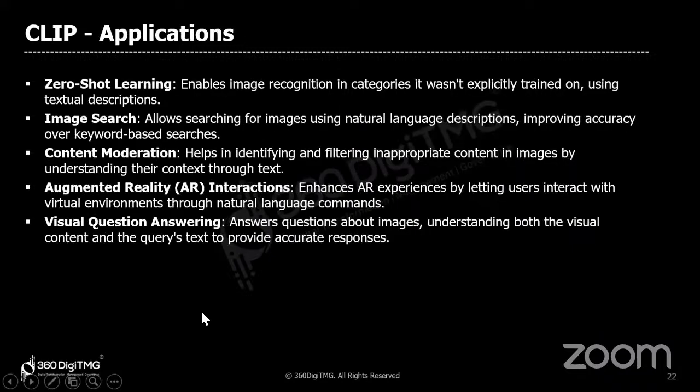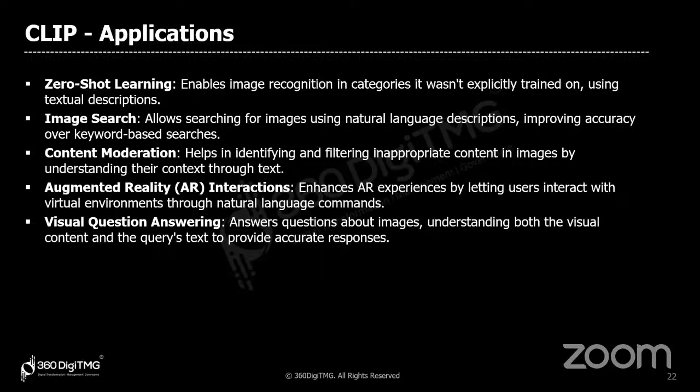So these are all the applications with respect to CLIP. First is zero-shot learning. It enables image recognition in categories it wasn't explicitly trained on, using textual descriptions. Then there is image search. It allows searching for images using natural language descriptions and improves accuracy over keyword-based searches.